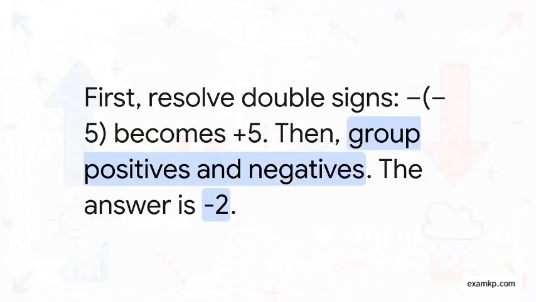Okay, take a look at how we solve this. First things first, we deal with those double signs. See the -5? That becomes +5. That's our pro tip in action. Now, here's a smart move. Group your positives and negatives together. So we've got 8 plus 5, which gives us 13. Then we have -12 minus 3, which is -15. The final step, 13 minus 15, leaves us with -2. A perfect example of our subtraction rule.